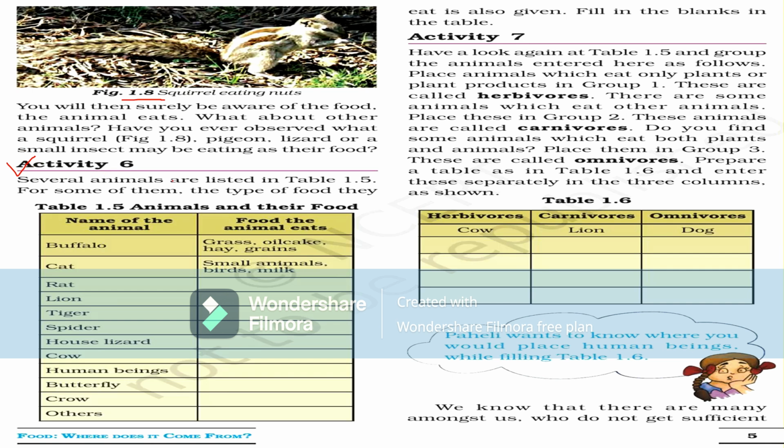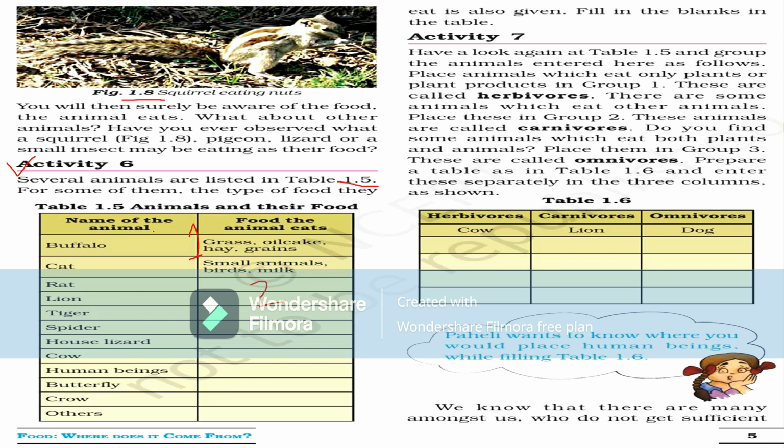Several animals are listed in table 1.5. Now make a note of table 1.5, animals and their food. Make two columns like this, 1 and 2. Name of the first column, you write it as name of the animals, and the second column you write it as food the animals eat.